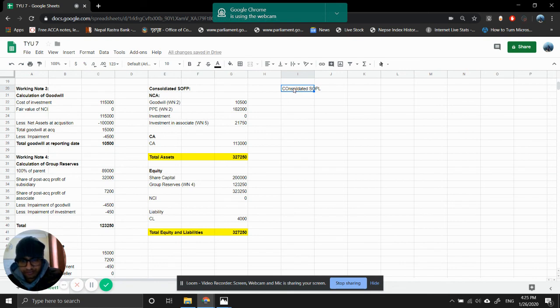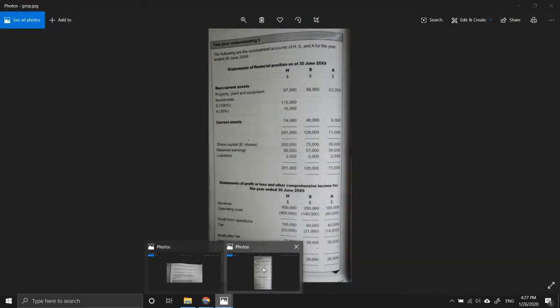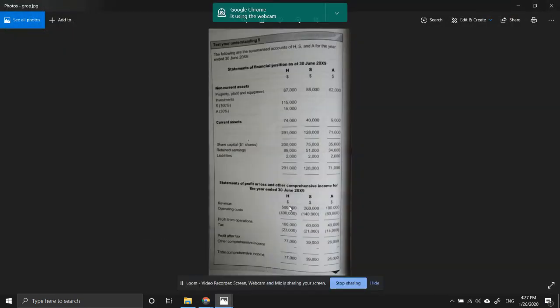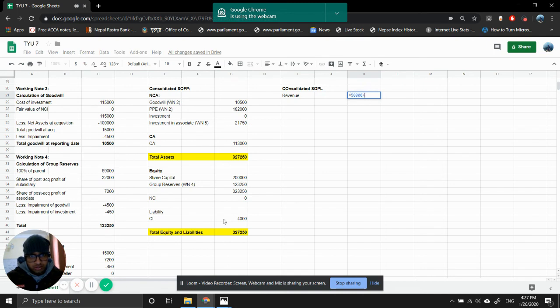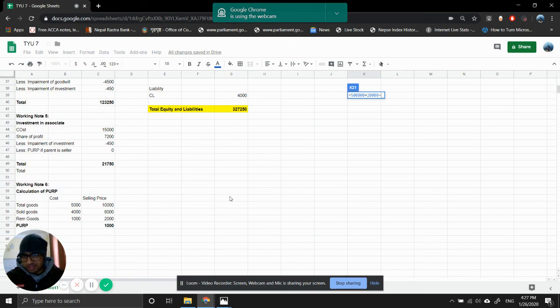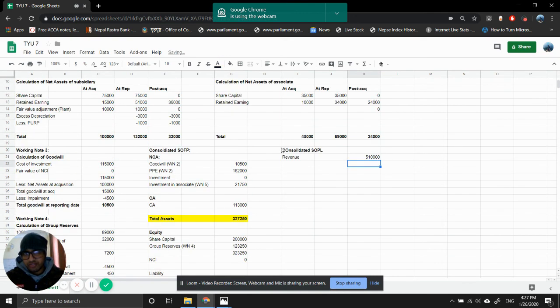Our SOFP is finished. Could be revenue. We have profit. So what's our revenue? Let's look at it. We need to consolidate it. It's not a mid-year acquisition, so no need to worry about time or percentage basis. So 500,000 and 200,000, right? So that's 500,000 plus 200,000 minus the intra-group transaction of 10,000, right? Minus this figure, the selling price, because it was revenue for one organization, so we need to eliminate that.